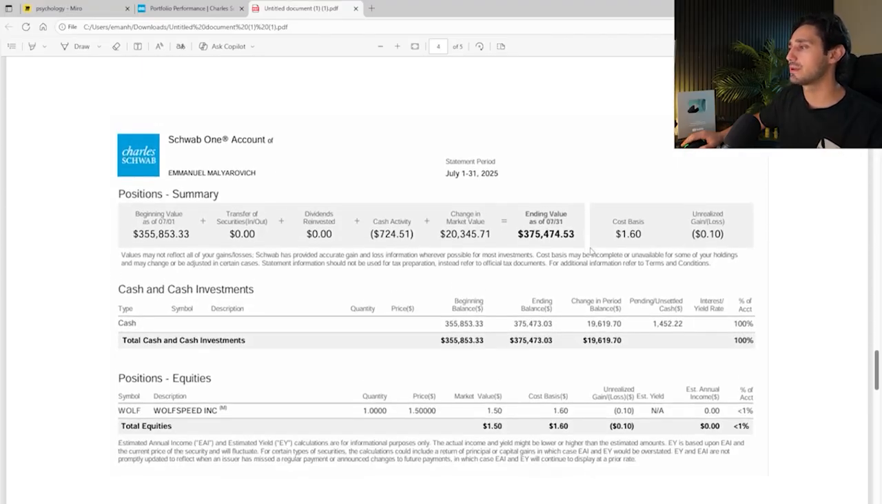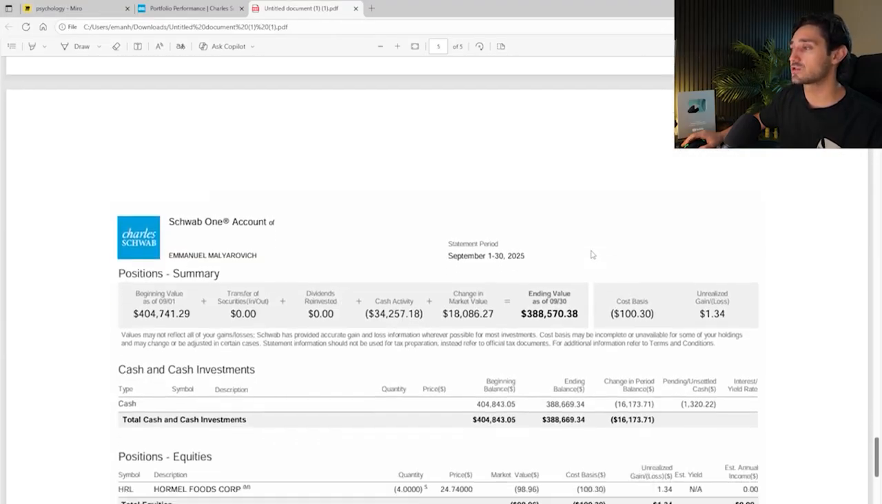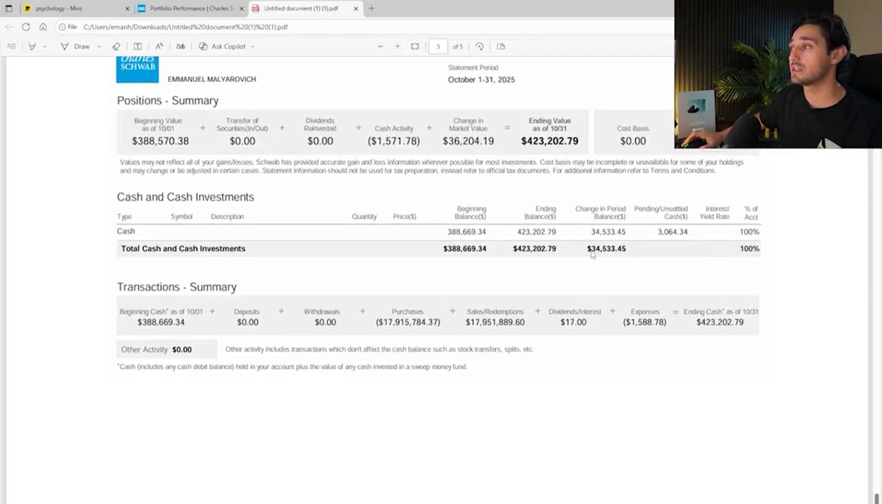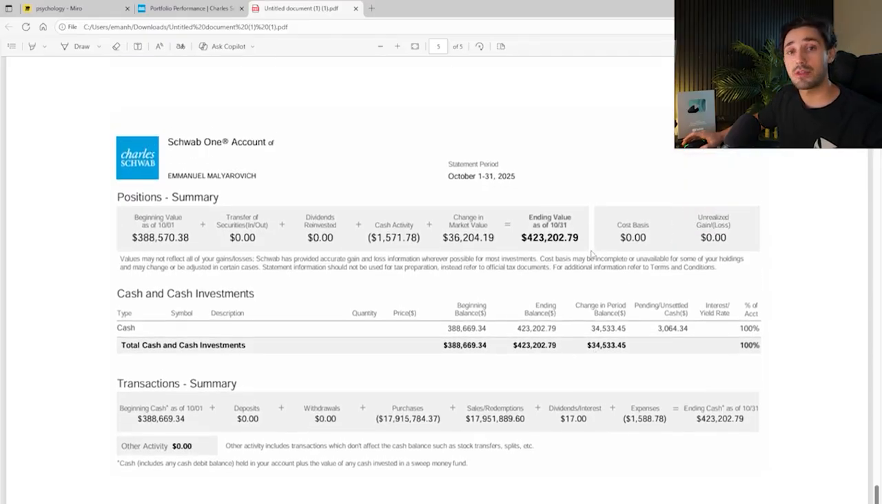And I'm also happy to show you the other months as well. It was overall a super green year. Every single month was green for me. I did not have a single negative month this year, and I'm really looking forward to continuing that trend into 2026.